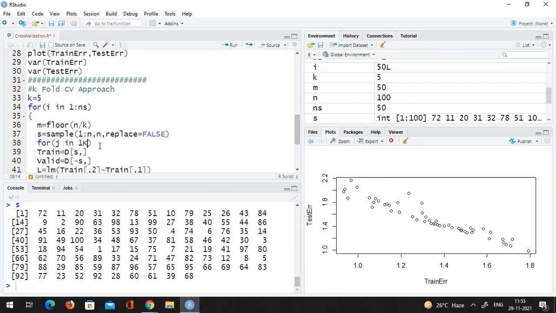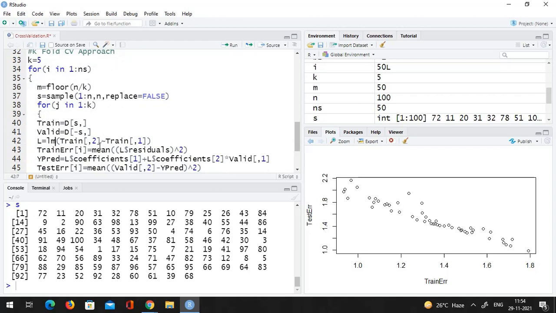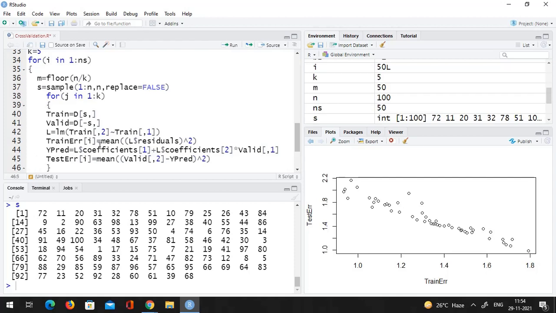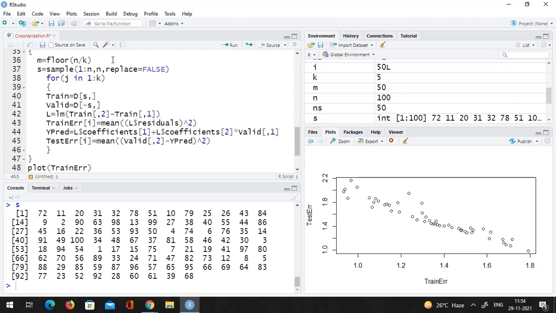So for j in 1 to k, I have to do something, and then I have to do many modifications over here. Why am I spending time pressing tab everywhere? So that I can match my brackets easily. I know RStudio matches the brackets, but for us also it is easier to match the brackets if the code is properly indented.